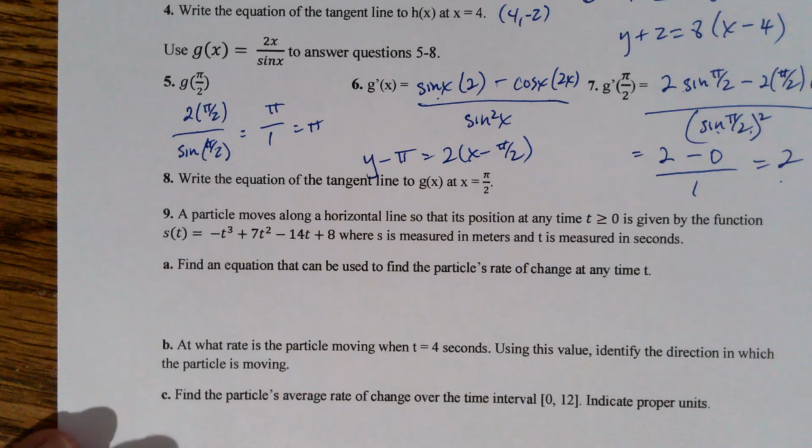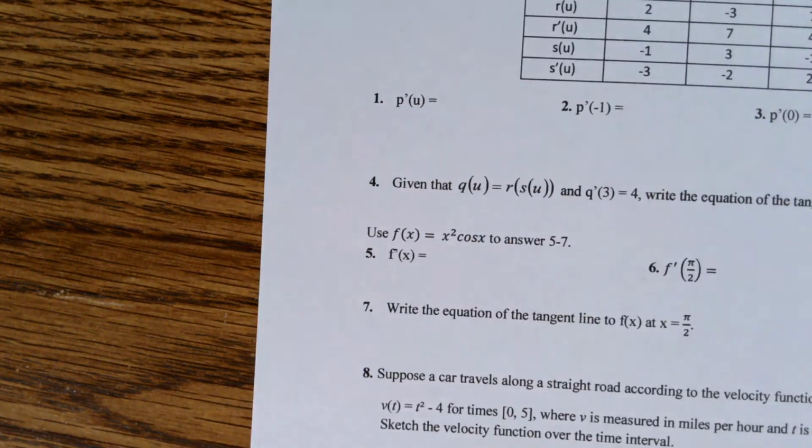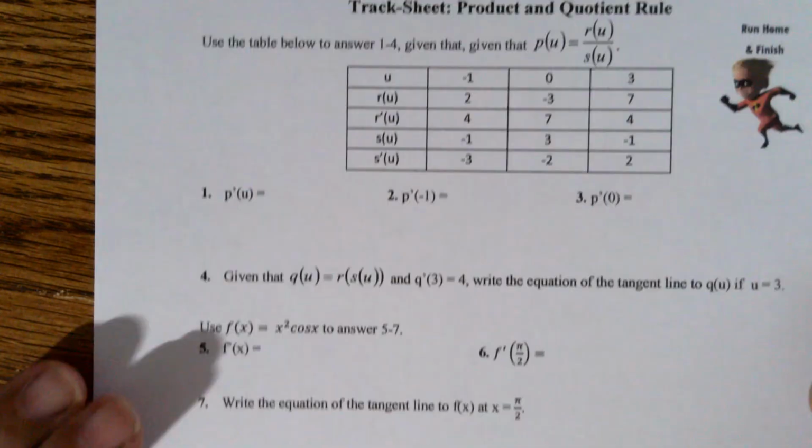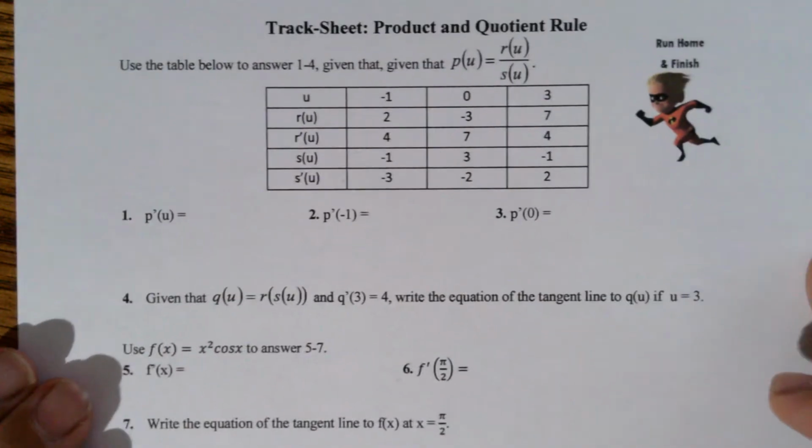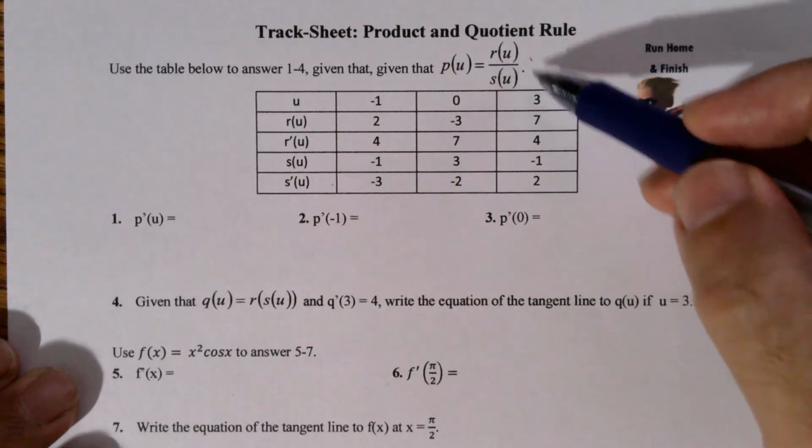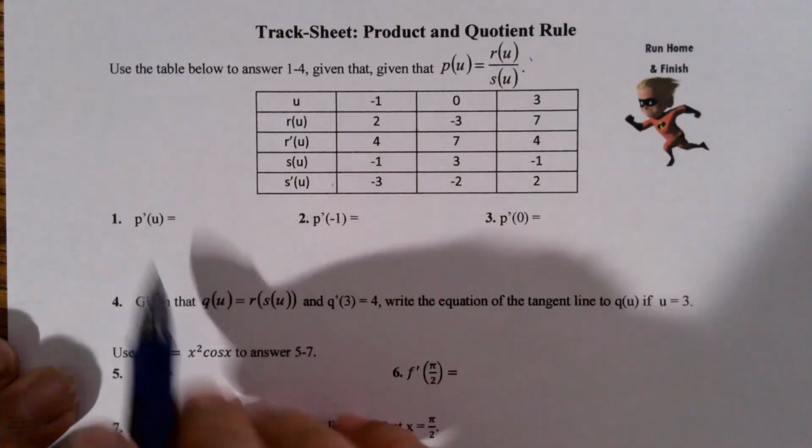All right. We're going to do the other page that was homework, which was 1 through 7. So this one is very similar to the other one. We're doing quotient rule here. All right. So it says find p prime of u.